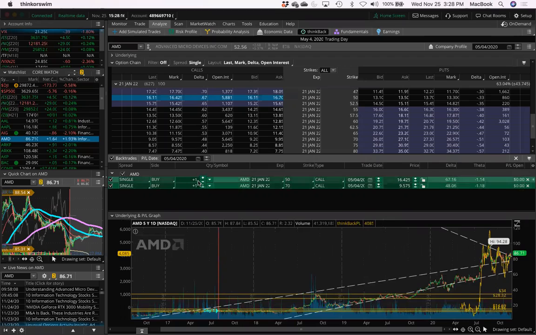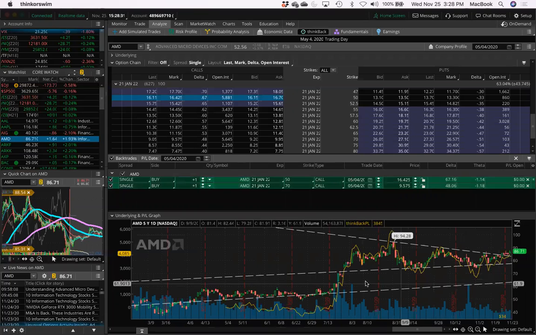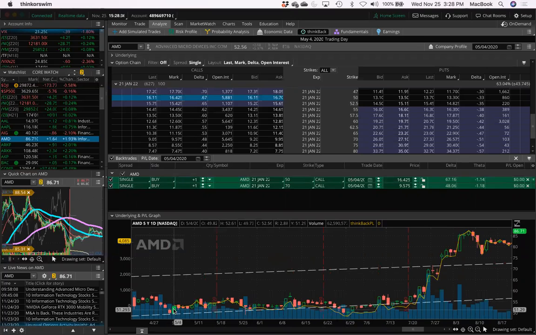So what we're going to do with this Thinkback tool is simulate what the profit and loss would be as we go through the days of this contract being in play. Again, we're starting with May 4th, this day here, and we're just going to click forward one click each day. What we're going to pay attention to is the profit and loss on this side, right in this section here. So let's go ahead and click.